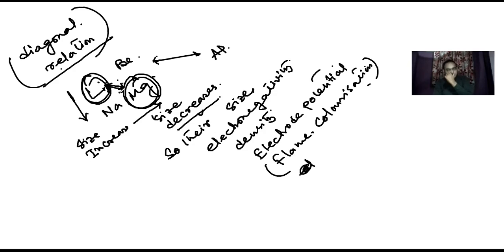This is because the size increase while going from top to bottom is cancelled or quenched by the decrease in size while going from left to right in the periodic table. That's why lithium and magnesium have similar sizes, and that's why they show the diagonal relationship. Almost their physical and chemical properties are the same.